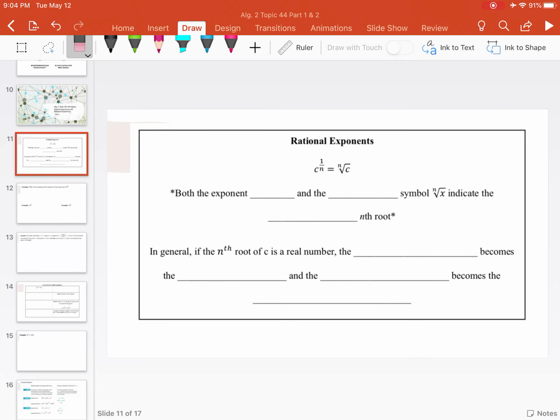So overall, with rational exponents, if we have c to the 1 over nth power, that's equivalent to the nth root of c. Now where did this 1 go? Remember, if we don't see an exponent, it's automatically a 1. So both the exponent of 1 over n and the radical symbol of the nth root indicate the principal nth root.